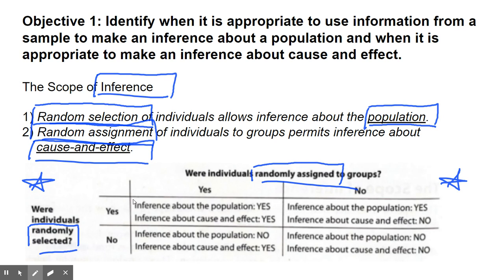And again, what you want is you want this box. You want to do both in your experiments and your studies, so then you can make inferences about the population and inference about cause and effect, which is the true goal of any experiment.